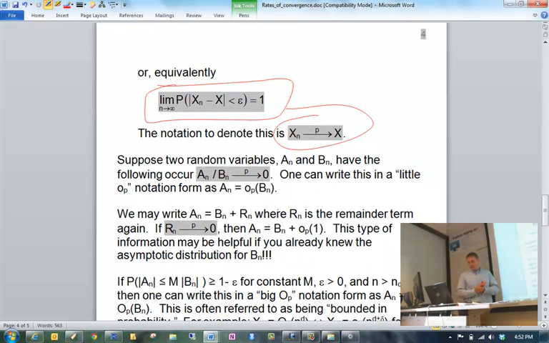Now, if we have two random variables, let's call one A sub n, one B sub n. I'm now using capital letters here because we have random variables. These random variables are dependent upon your sample size. And if I look at the ratio of A sub n and B sub n, if that converges in probability to 0, then I can write the following. A sub n is equal to little o sub p of B sub n. I put a p on the o because now we're talking about probabilities.